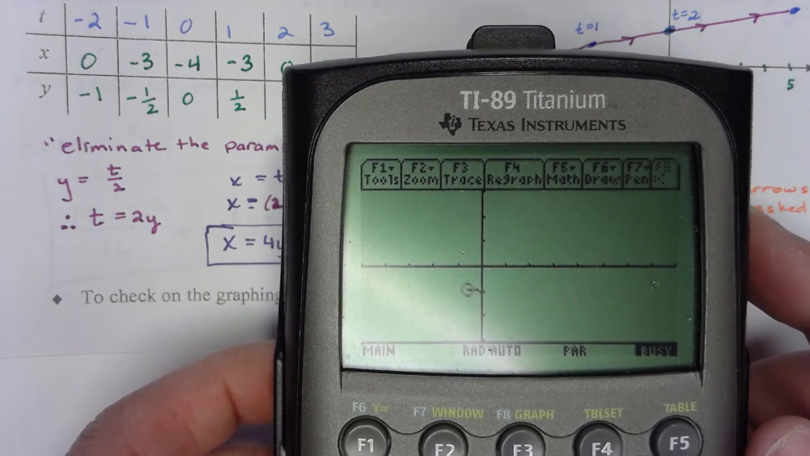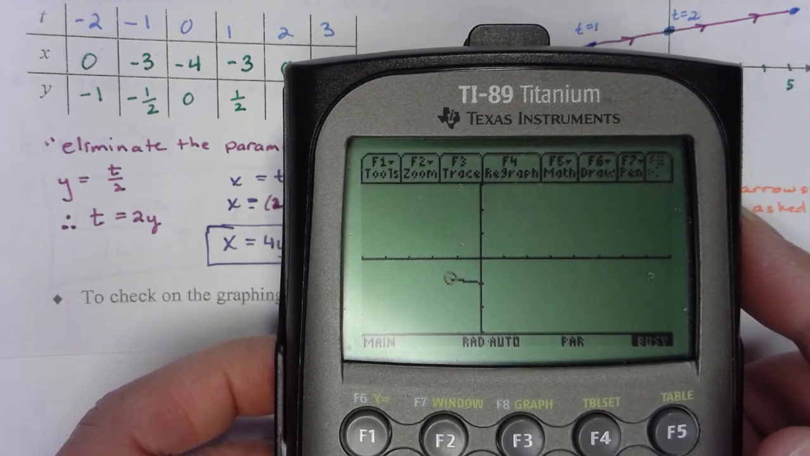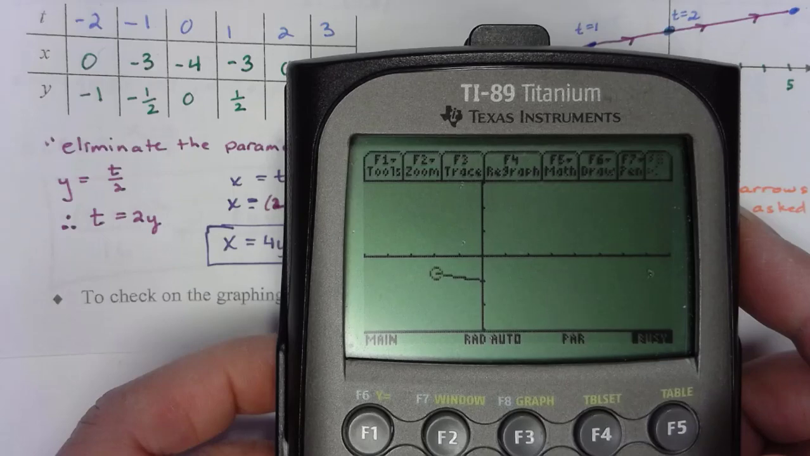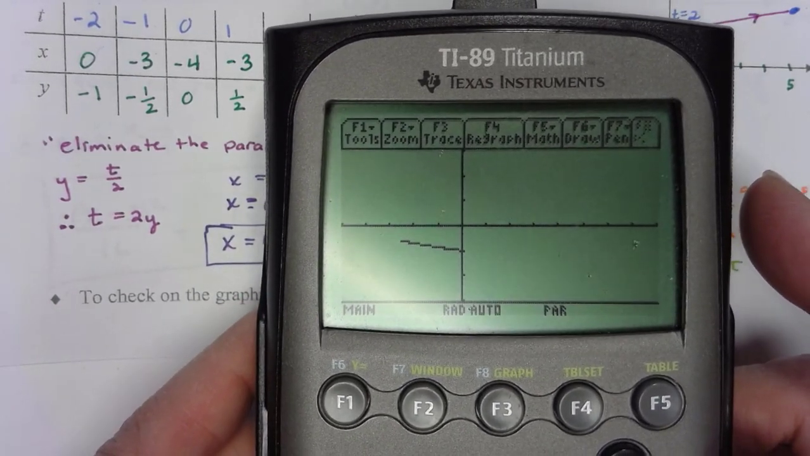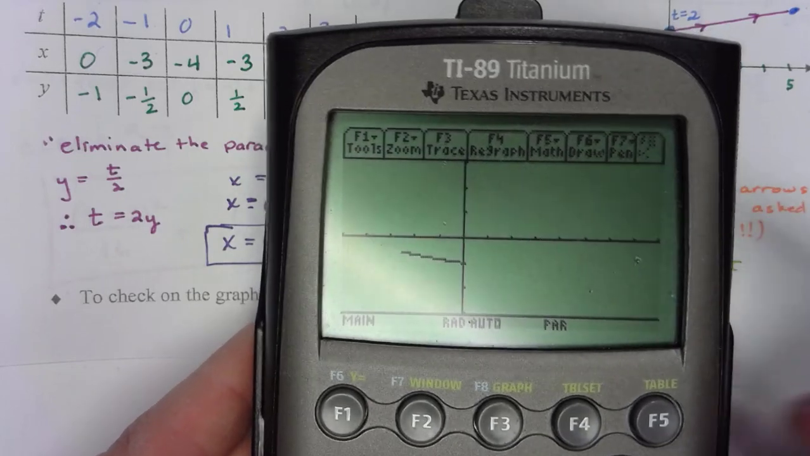Now you can see that is maybe slower than we want it to go, right? So if you're graphing something and you want to stop the graph, hit the on button, it completely breaks the graph. If you hit the enter button, it pauses it. But if you hit the on button, it stops it.